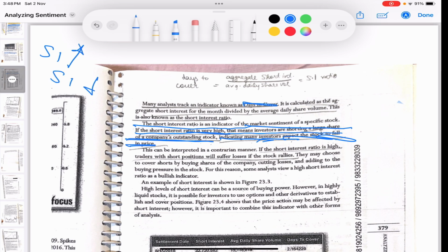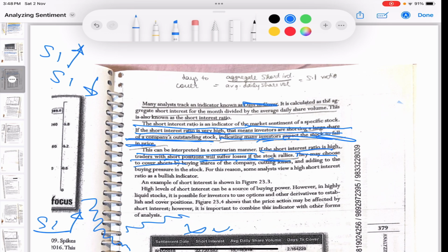If the short interest ratio is low, then people are not interested in shorting the security using the shorting facility. This can be interpreted in a contrarian manner. If the short interest ratio is high, traders with short positions will suffer losses if the stock rallies. Obviously, if the SI is high, that means that you think that the price is going to go down. But if the price actually goes up, then you are going to lose money because the price is going in the opposite direction than what you had initially wished.